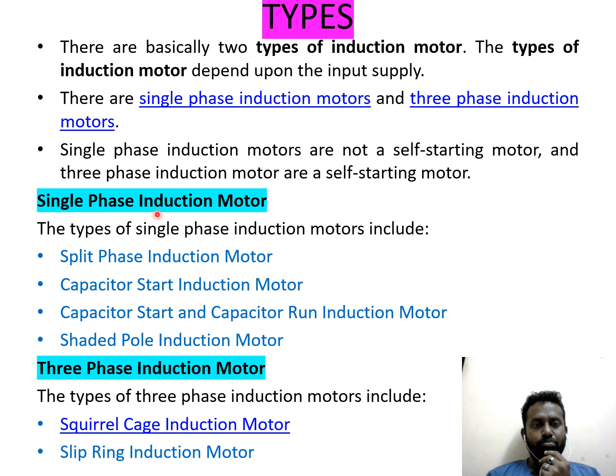Next, single phase induction motors can further be classified as split phase induction motor, capacitor start induction motor, capacitor start and capacitor run induction motor, and shaded pole induction motor. And three phase induction motors are classified based on the rotor structure: squirrel cage induction motor and slip ring or wound rotor induction motor.